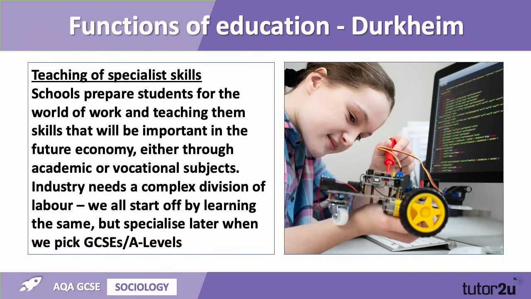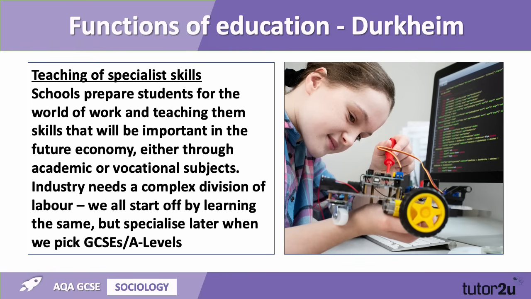Durkheim also talked about one of the functions of education being teaching of specialist skills and preparing students for the world of work and what lies beyond them when they leave school. He said that teaching skills that are really important for the future, like the future economy, is a vital role of schools. So either through academic subjects such as your GCSEs and your A-levels, or through vocational subjects. There are fewer options for vocational subjects in year 10 and 11, but certainly when you get to A-level, your post-16 options, there is a variety that you can take.